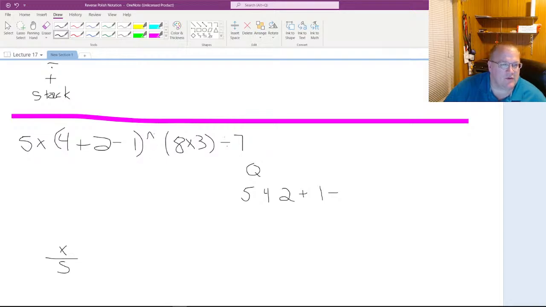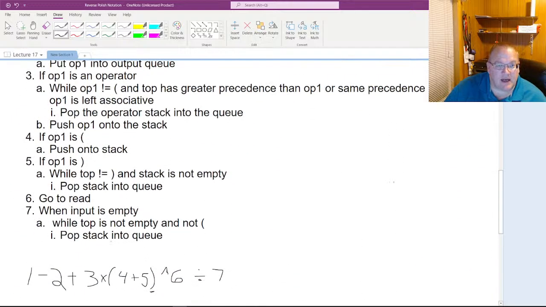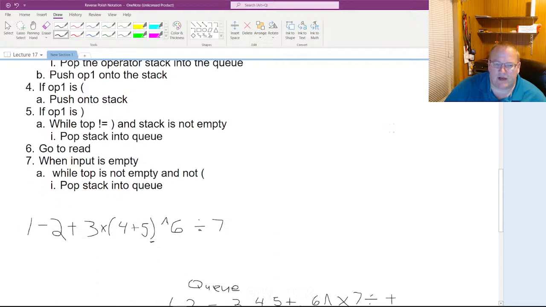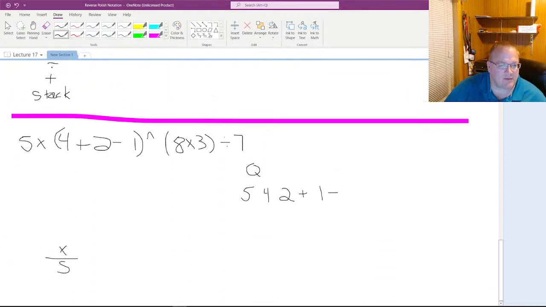So now we'll go to put this caret on there. But the caret has higher precedence. Oh, but we don't care if it has higher precedence. That's okay. We can push it on there. It's if the top has higher precedence. So we push that on there. And then we see a left parenthesis. Then we see an 8. And then we see a multiplication, which is still fine. It's all good. And then we see a 3.